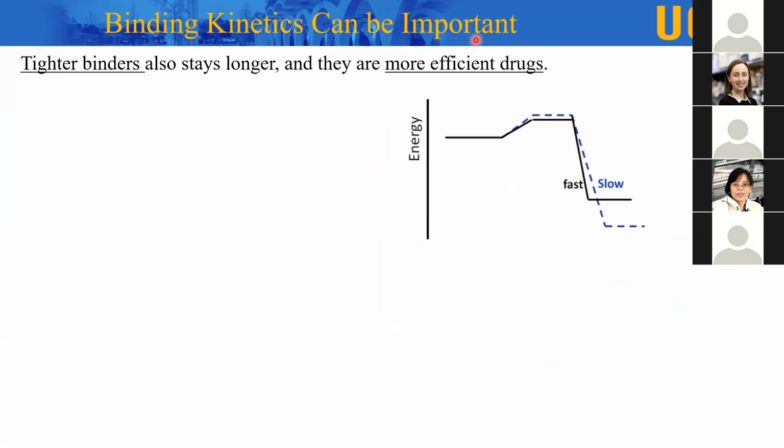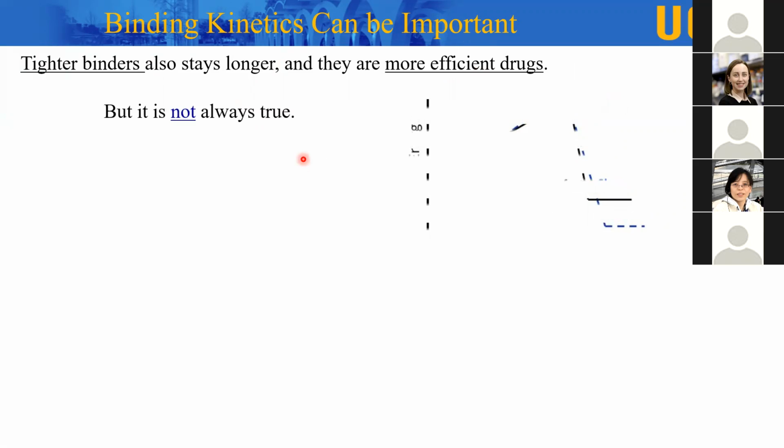So binding kinetics could be important or can be less important, but from the great introductions from previous talks, like Daria or Alex, they give us information or background about how binding kinetics can be important. But for years, we haven't really paid too much attention to that because typically a tighter binder also stays longer. You see the correlation, they are more efficient. Okay. But it's not always true.